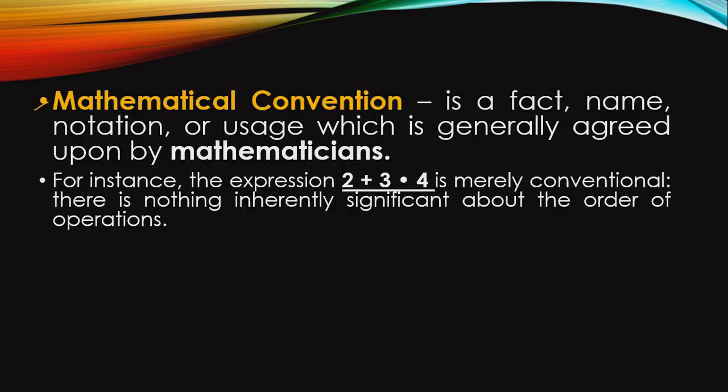Mathematical convention is a fact, name, notation, or usage which is generally agreed upon by mathematicians. Mathematicians convened to decide which names, notations, and symbols to use in mathematics. They agreed so that everyone uses the same around the world.